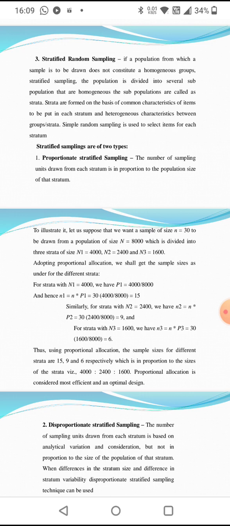For stratum N1, which is 4000, we have P1 equal to 4000 by 8000, so here it is n into P1. Similarly for strata N2 and N3. Thus, using proportional allocation, the sample sizes for the different strata are 15, 9 and 6 respectively, which is in proportion to the size of the strata, that is 4000, 2400, 1600. Proportional allocation is considered the most efficient and optimal design.